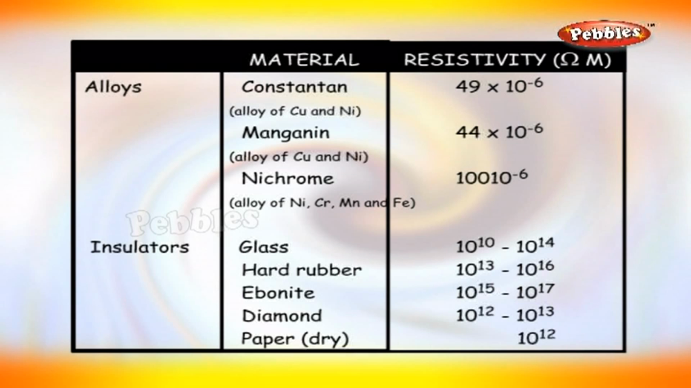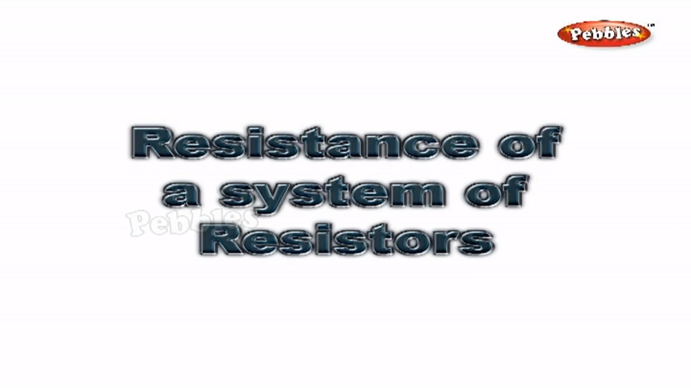Insulators. Glass, 10 to the power 10 to 10 to the power 14. Hard rubber, 10 to the power 13 to 10 to the power 16. Ebonite, 10 to the power 15 to 10 to the power 17. Diamond, 10 to the power 12 to 10 to the power 13. Paper, 10 to the power 12. Resistance of a system of resistors.